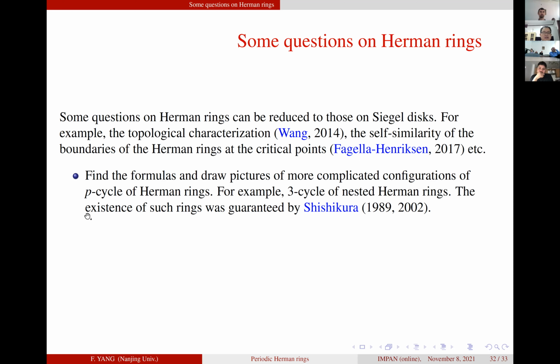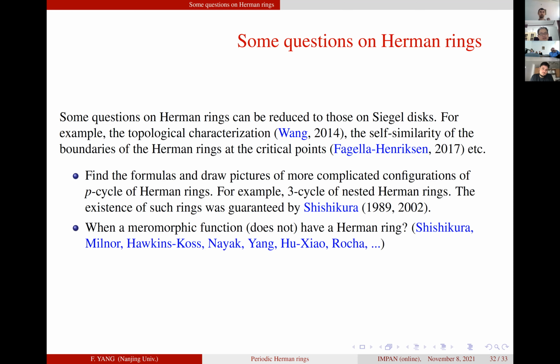I think the first question is to find the formulas and draw pictures of more complicated configurations of p-cycles of Herman rings. For example, the 3-cycle of nested Herman rings. We can only produce examples of 2-cycles of nested Herman rings. If the Herman rings are nested, it is very complicated and the formulas are very hard to find. But such kinds of Herman rings were granted by Mitsuhiro Shishikura.